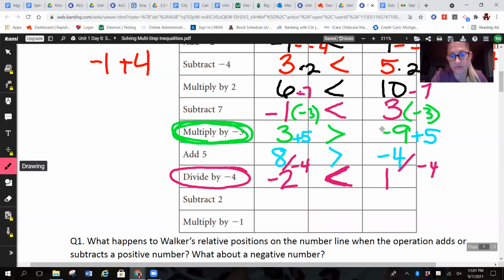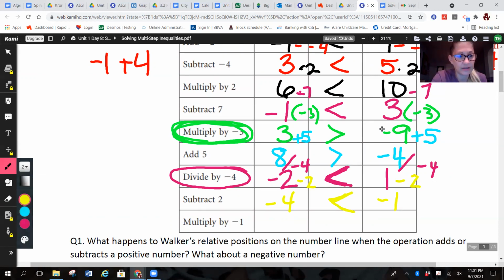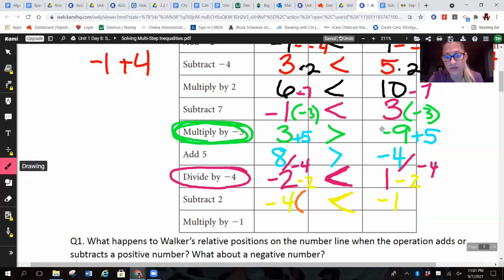Okay, now it says subtract 2. Now subtract 2. Negative 4 is still smaller, less than negative 1. And finally, we are going to multiply by a negative 1. So times negative 1, times negative 1. That becomes a positive 4. That becomes a positive 1. Now 4 is back to being greater than 1.